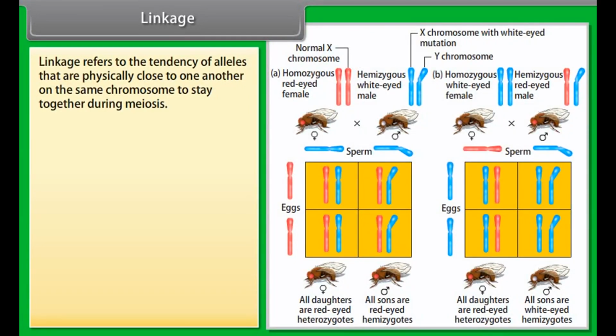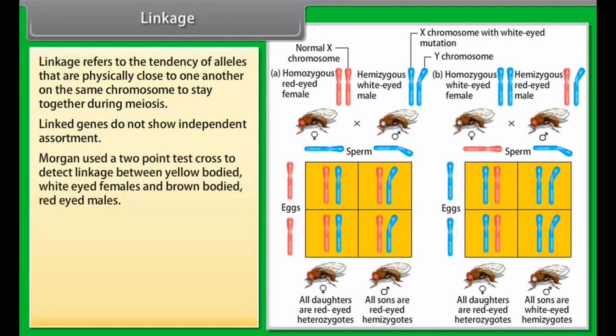Linkage. Linkage refers to the tendency of alleles that are physically close to one another on the same chromosome to stay together during meiosis. Linked genes do not show independent assortment. Morgan used a 2-point test cross to detect linkage between yellow-bodied, white-eyed females and brown-bodied, red-eyed males.